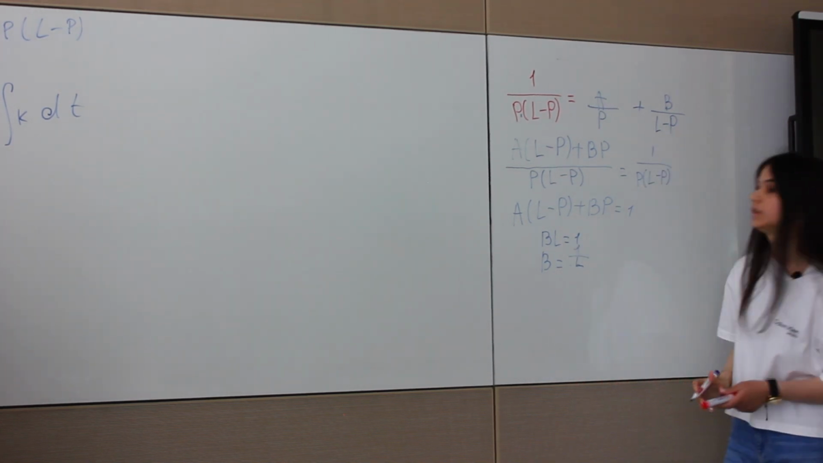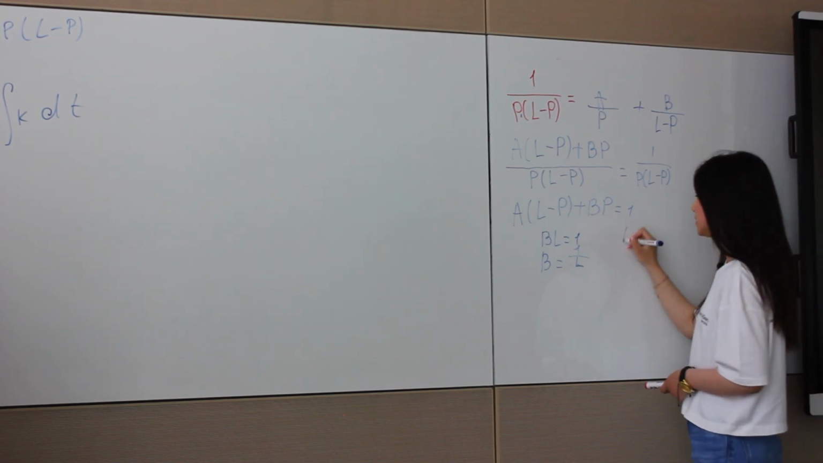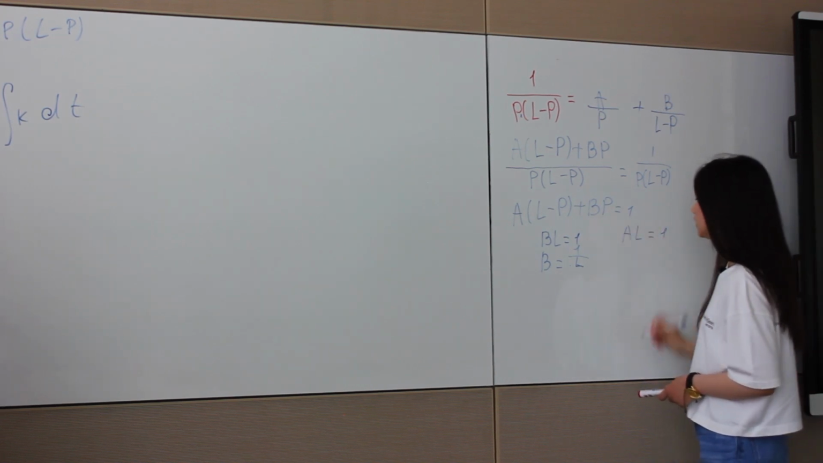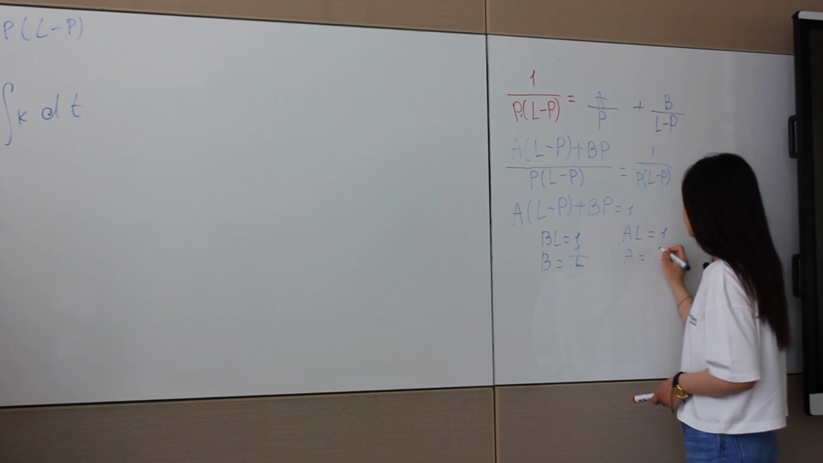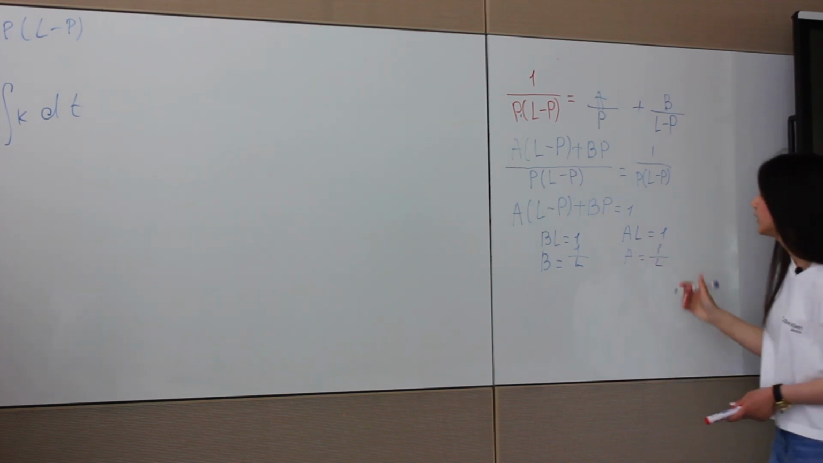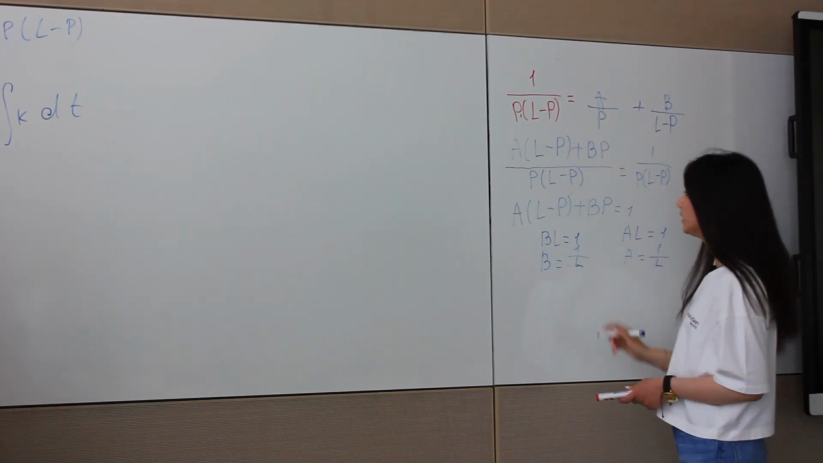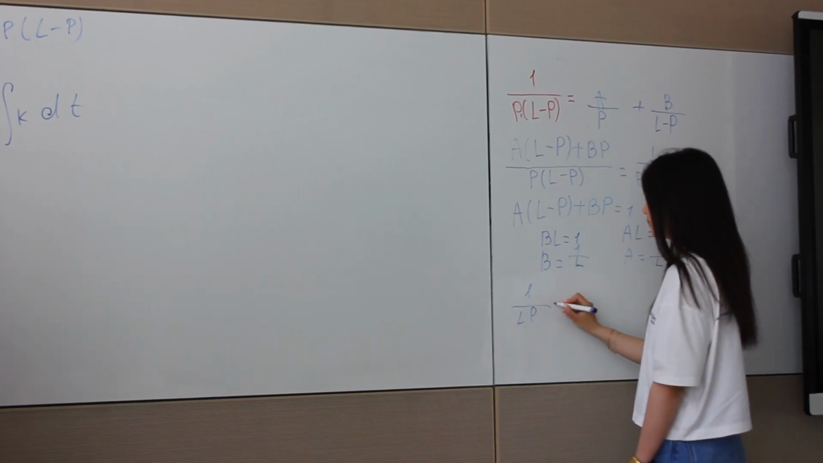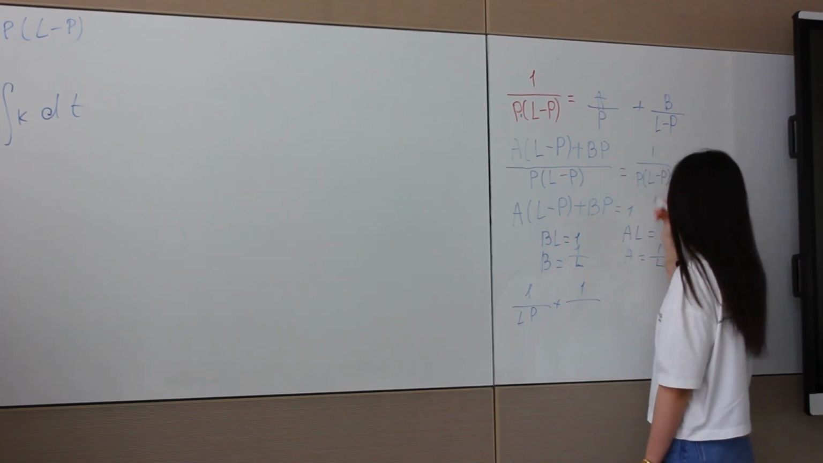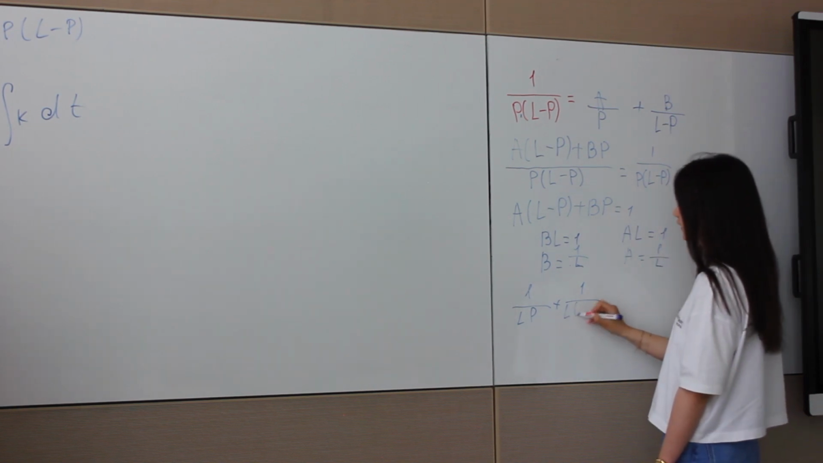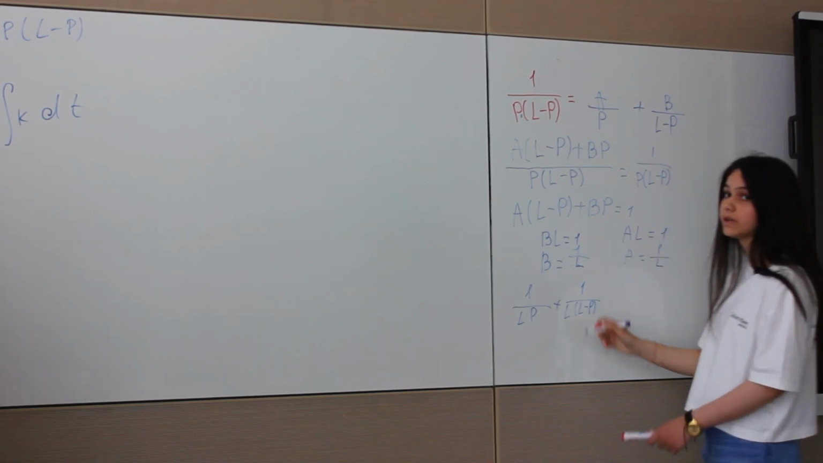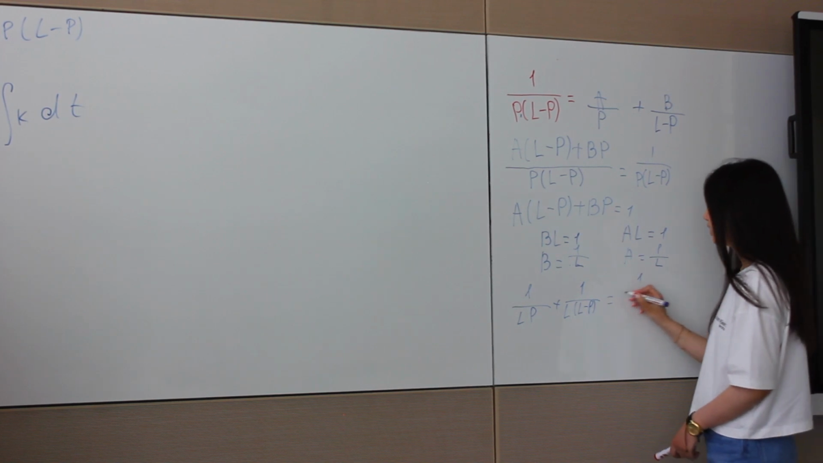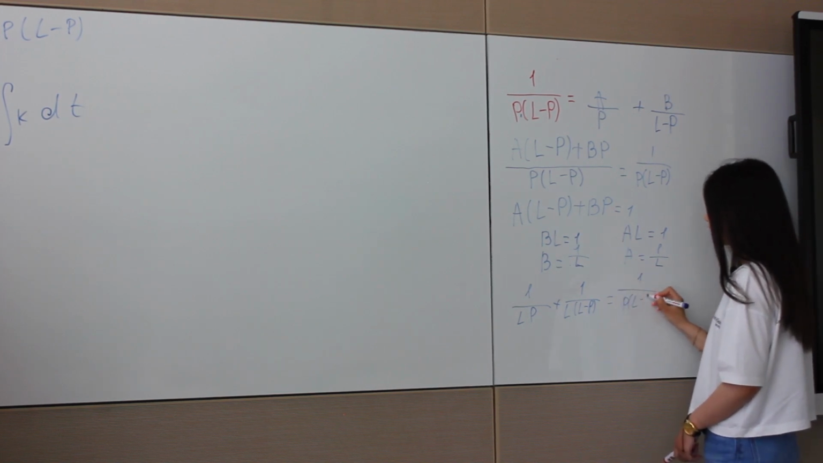So if I substitute L for A, I will get the same thing with A. L is equal to 1, so I'll get that A is equal to 1 over L also. Great. So if I write it here for A and for B, I'll get 1 divided by LP plus 1 divided by, I substitute L also here, and I'll get L minus P, which is equal to L squared minus LP, which is equal to 1 over P L minus P, the original fraction.